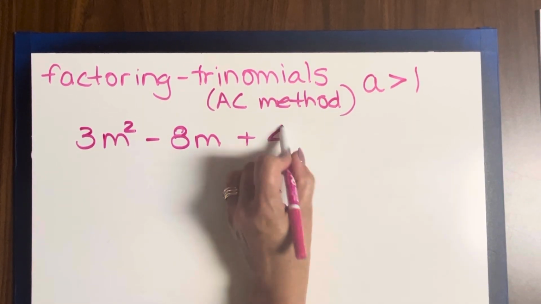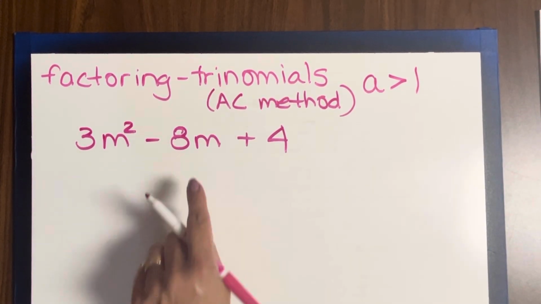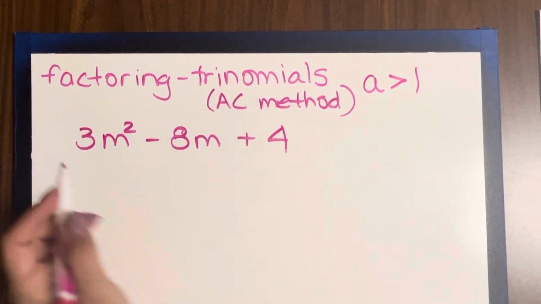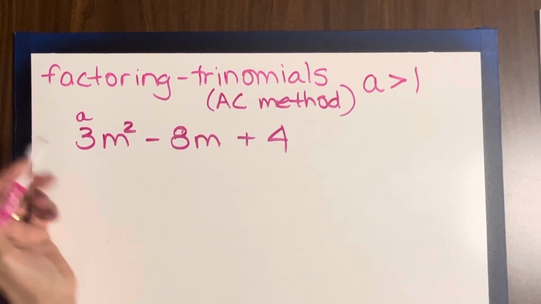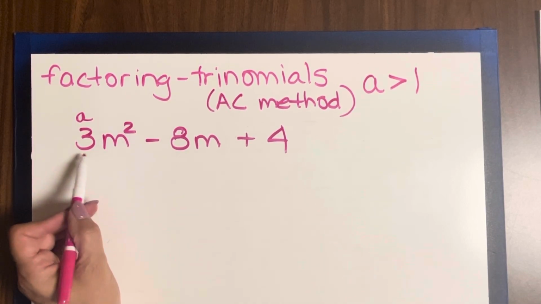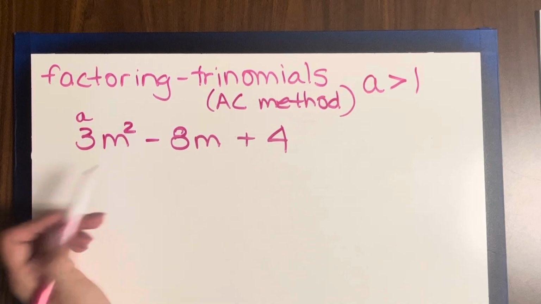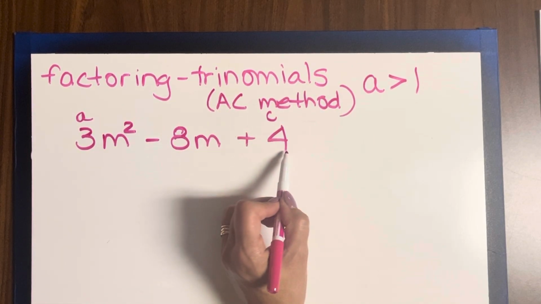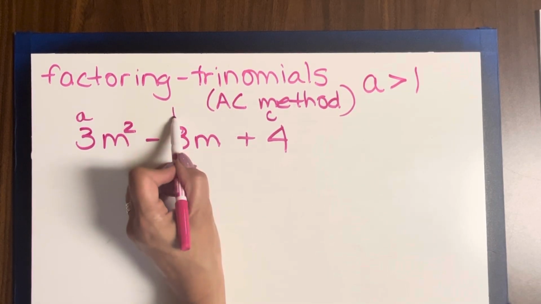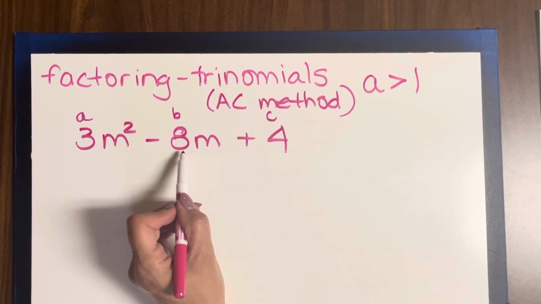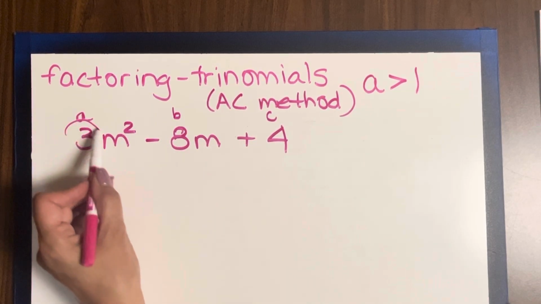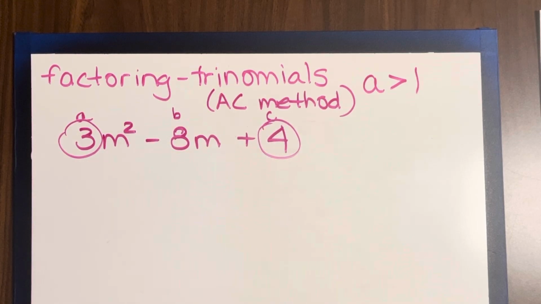So here's my trinomial. I have 3m squared minus 8m plus 4. Now this a is greater than 1. The a value is here. It is the coefficient 3 that is in front of my first term. The c is this 4 value, right, at the end of my trinomial. Just for reference, the b value would be the 8, which we don't use for the AC method. We're only concerned about our 3 and our 4.